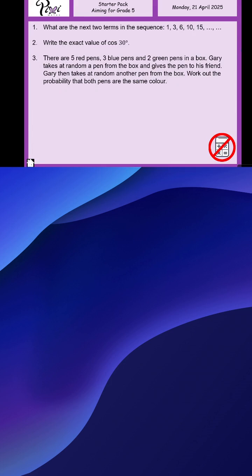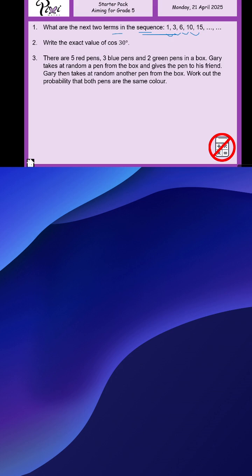Next question. What are the next 2 terms in the sequence 1, 3, 6, 10, 15? The next one and the next one. So find out how much it's going up by each time.